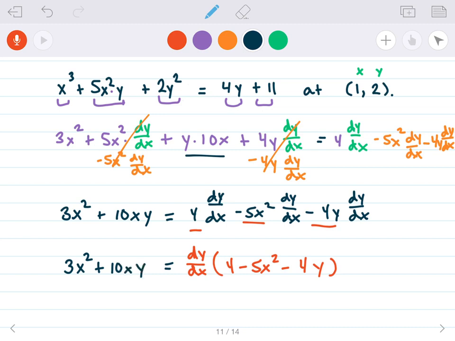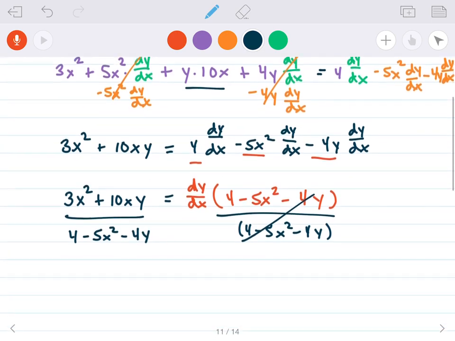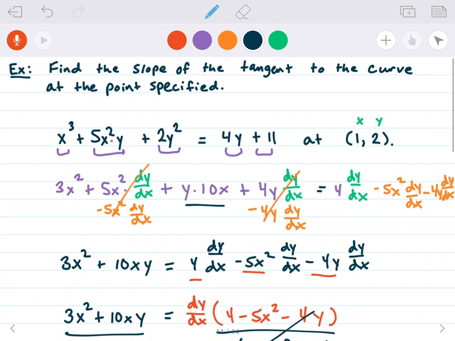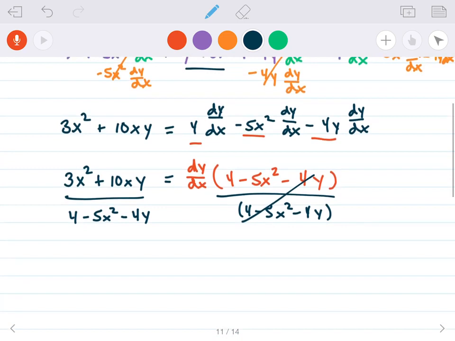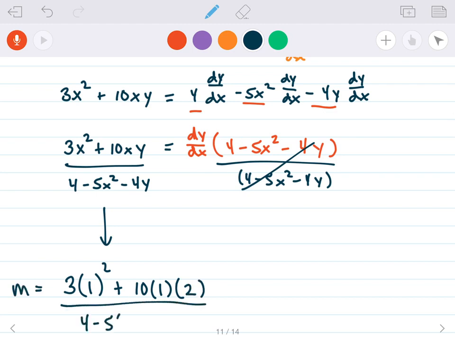Now I'm going to divide both sides by this to isolate dy/dx. Okay, and so this is the slope function. And what I want to do is actually find a number for my slope, so that's where plugging in my point comes into play. I want to plug in 1 for x and 2 for y. So plug in 1 for x and 2 for y. This is m over 4 minus 5 times 1 squared minus 4 times 2.